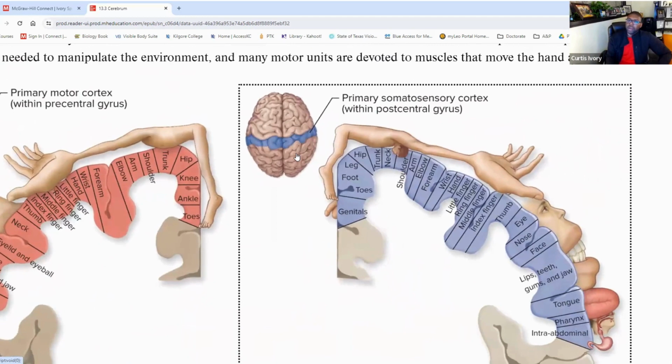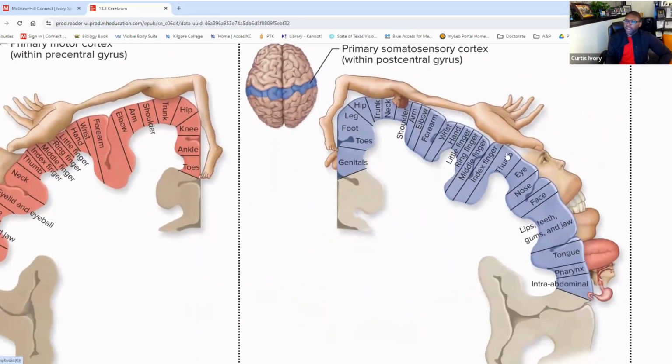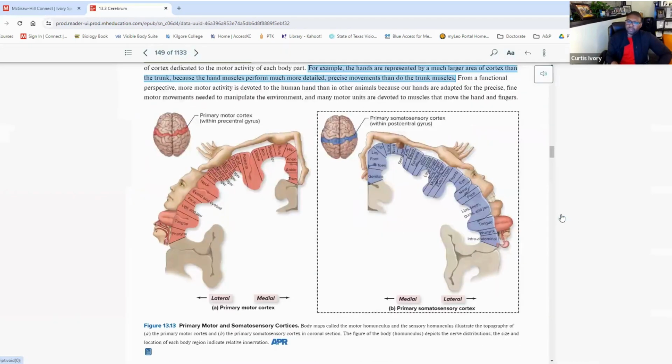Same thing with the primary somatosensory cortex. Our hands, our lips, our face, they take up a good portion of that as well. So each region of the brain controls different things of our body. It's not the whole thing. Every portion or section of the brain has a different function and role.